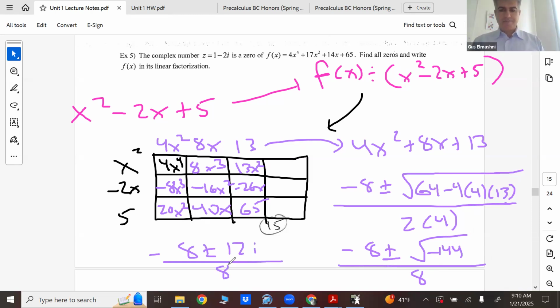So that's just negative 1 plus or minus, is that 4/3? No, 3/2 i. Yes. Right. So your other zeros are negative 1 plus or minus 3/2 i, and of course you have 1 minus 2i and 1 plus 2i, or 1 plus or minus 2i.